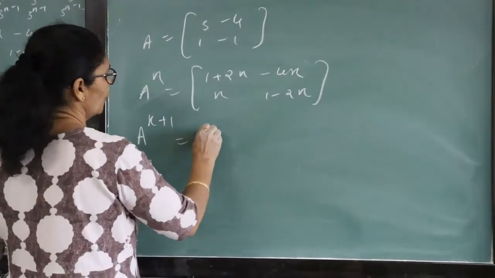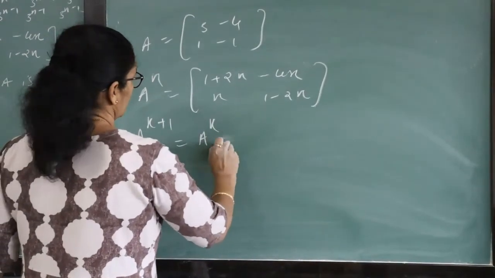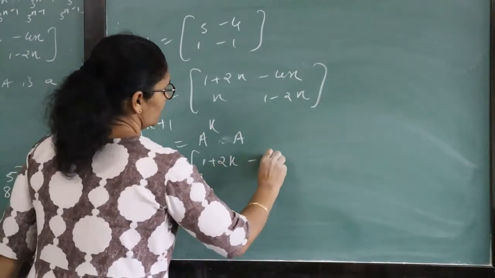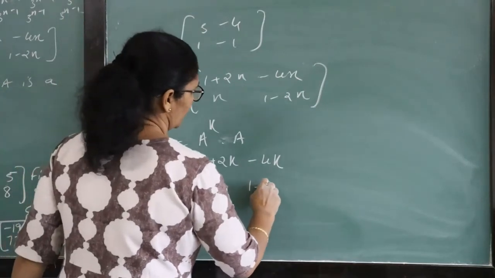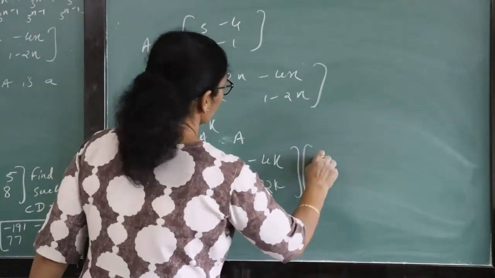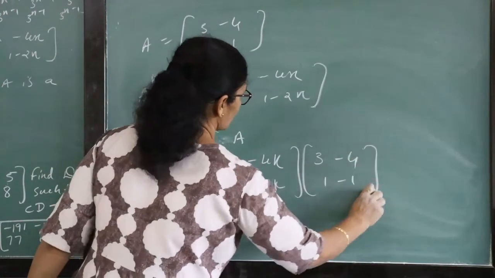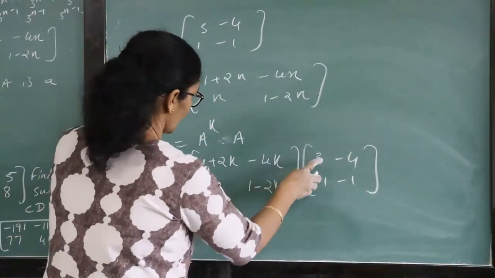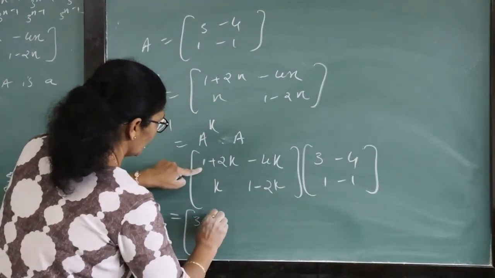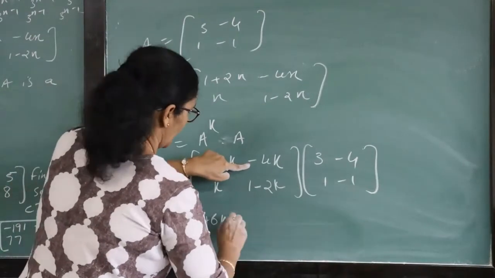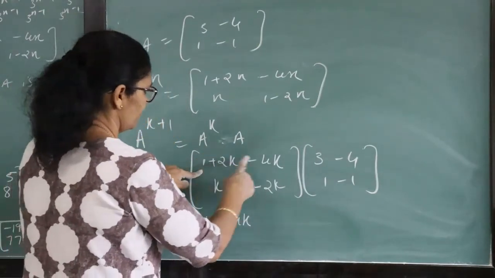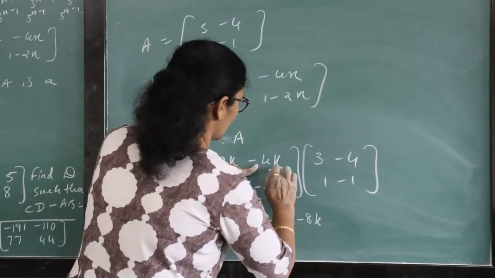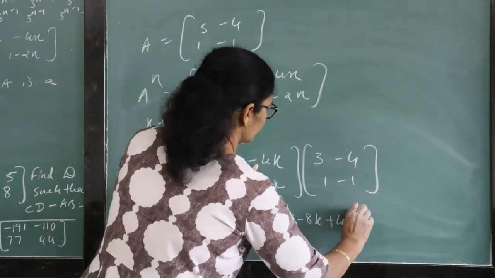Now I directly prove for k plus 1. So what you get? 1 plus 2k, minus 4k, k, and 1 minus 2k, with it 3, minus 4, 1, minus 1. Now only simple multiplication. So when you multiply 1 plus 2k into 3, what you get? 3 plus 3 2s are 6k, minus 4k. Same way first row, second column, minus 4 minus 8k, minus minus plus 4k.